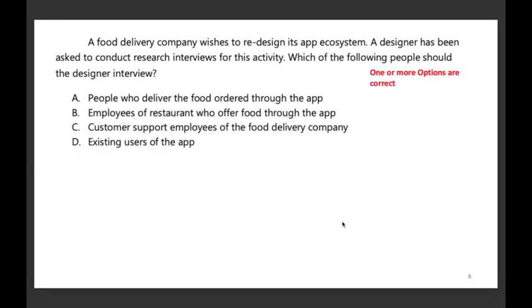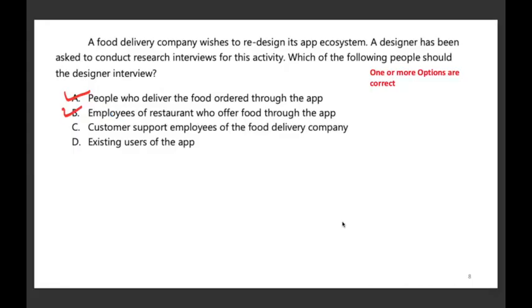Okay, let's look at the options. A. People who deliver the food ordered through the app. Yes, for redesigning the app ecosystem, you will have to include the people who deliver it, who are the riders. B. Employees of restaurants who offer food through the app, which means they are the ones taking care of packaging and all. So even they need to be considered.